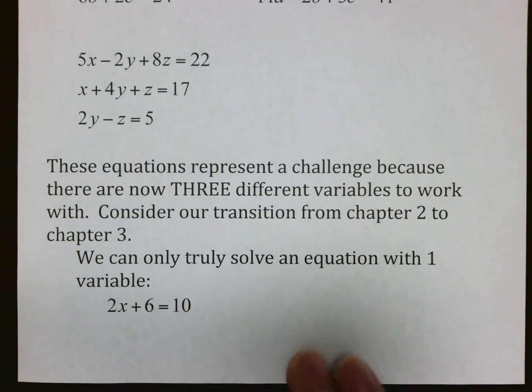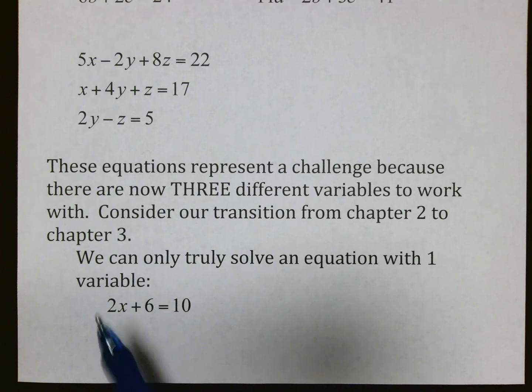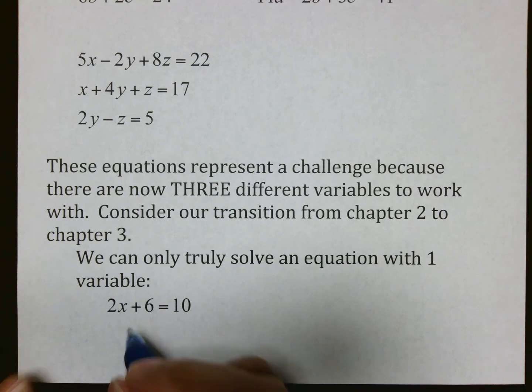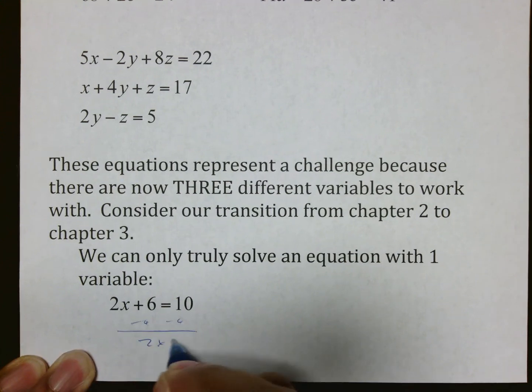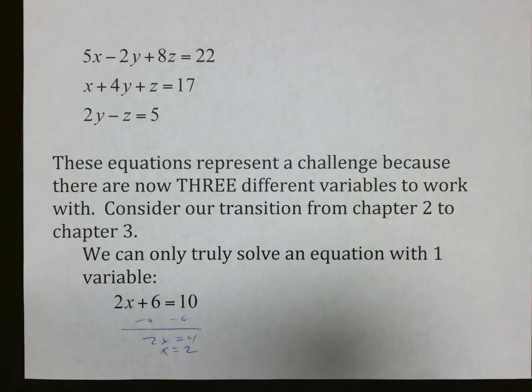But if you think about our evolution from chapter 2 to chapter 3, we started out with the idea that we could only truly solve an equation with one variable. Here we know to subtract 6, 2x equals 4, and you don't need to write this, but again, we know that we can do it if we have one variable. That's part of what chapter 2 is about, mastering our ability to solve with one variable.